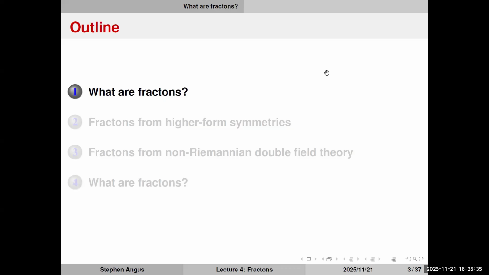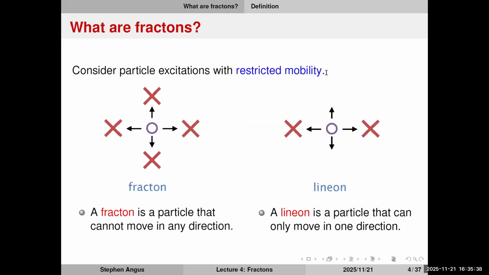Okay, so first of all, what are fractons? Fractons are particle excitations with restricted mobility. What we mean by that is a fracton is a particle that cannot move in any direction. Its mobility is restricted. There are also other terms associated with this, such as linons. A linon is a particle that can only move in one direction, and this one direction would be, say, up and down here, but it cannot move left and right. Now, how could this possibly come about?